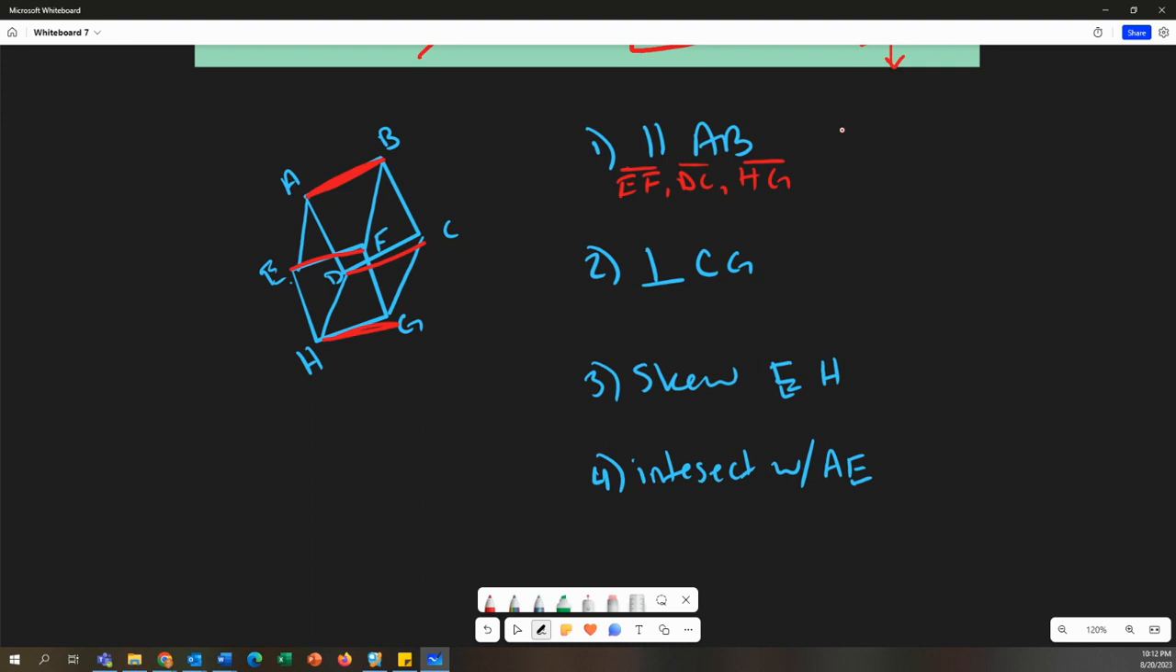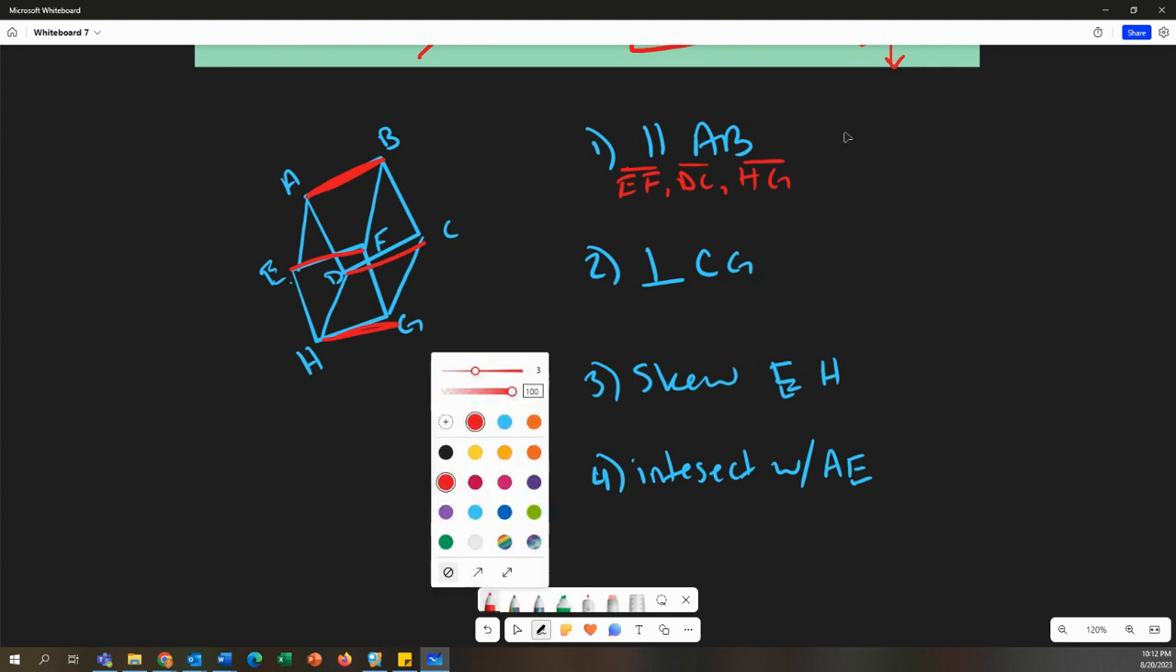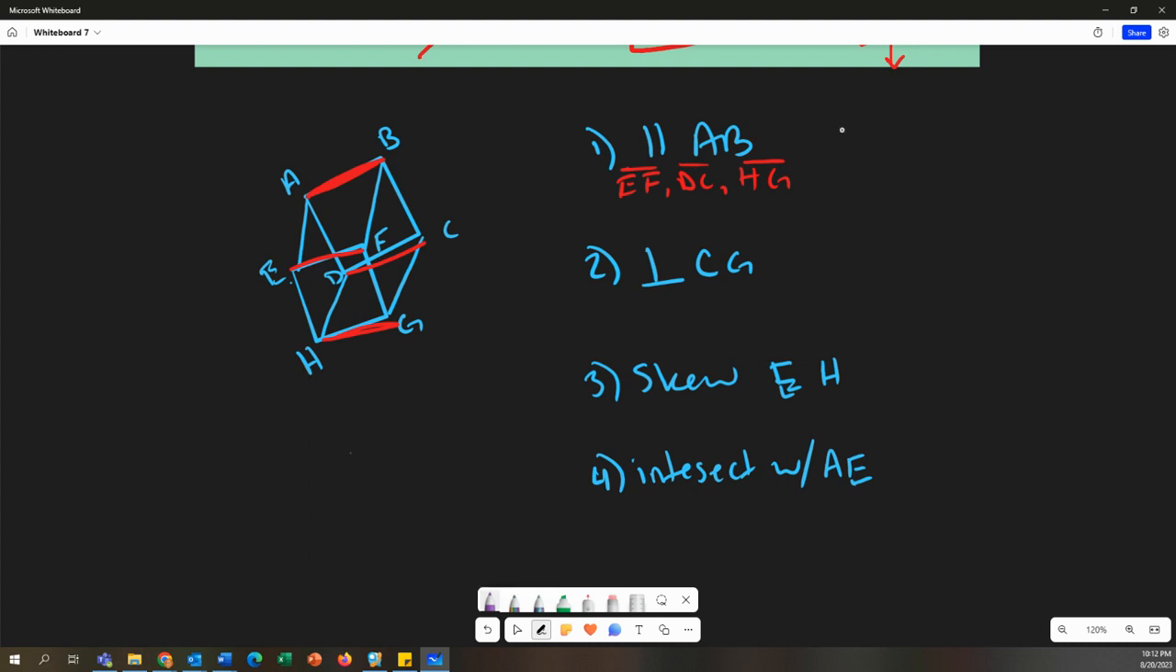Okay, now perpendicular to CG. Let's do that one in purple. So CG is right here. Okay, so perpendicular. Which ones meet at a 90-degree angle with it? We have HG, we have FG. Okay, they also intersect with it. We have DC, and we have BC.